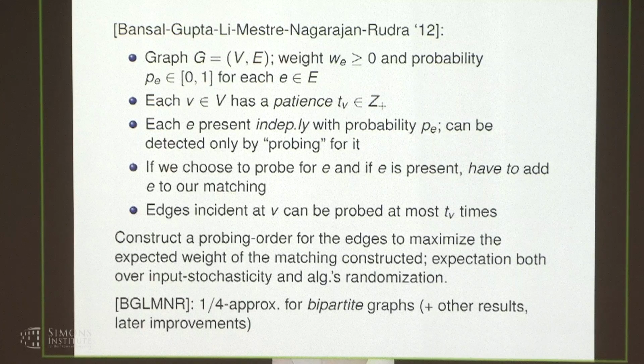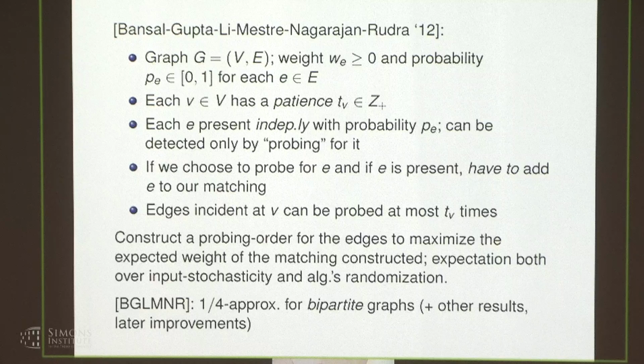You're given a graph. Every edge has a non-negative weight and a probability p_e. Second, every vertex v has a non-negative integral patience, let's call it t_v. The stochasticity in the problem comes because every edge is present independently with the given known probability p_e. But to detect if the edge is actually present, we have to explicitly probe for it. And the next bullet item is interesting. If we choose to probe for the edge e and it actually turns out to be present, then we have to add it to our matching.